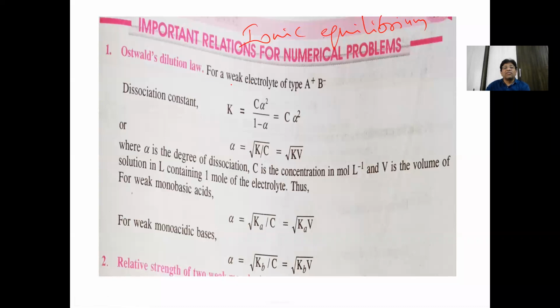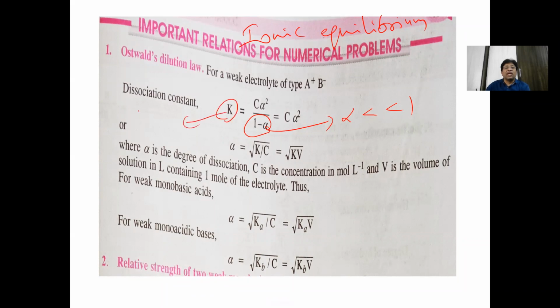For weak electrolytes like A plus B minus, AB is a weak electrolyte. It will not dissociate 100% here. For this, the dissociation constant or ionization constant K is equal to C alpha square by 1 minus alpha. And that is equal to C alpha square, because alpha is very much less than 1. As alpha is very less than 1, we take K equals C alpha square.